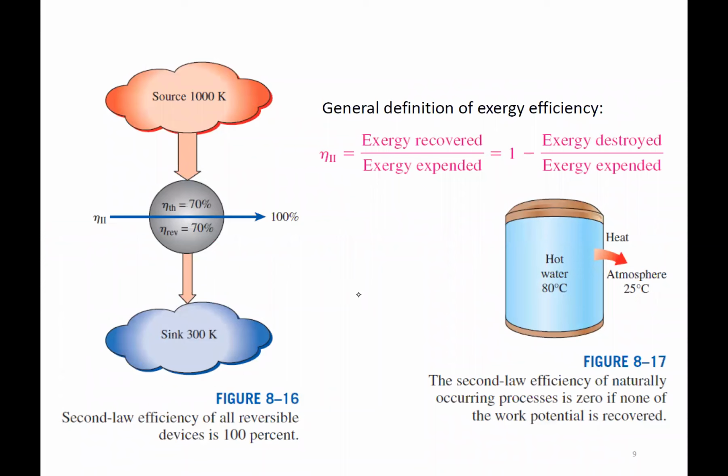All right, here's an example of a second law efficiency of 100%. Your thermal efficiency is 70, the reversible 70. Second law efficiency is going to show you're doing the best you can, 100%.